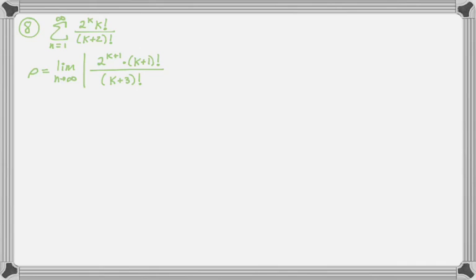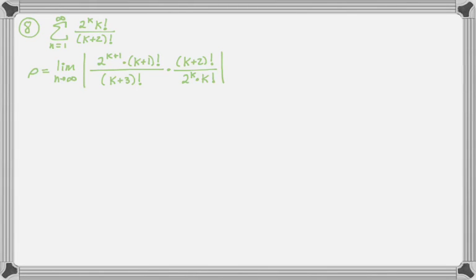And then I'm going to multiply by the reciprocal of the original. Really, I'm doing the k plus first divided by the kth. But since you do it all the time, I typically just multiply by the reciprocal. So I'm going to multiply by k plus 2 factorial over 2 to the k times k factorial.